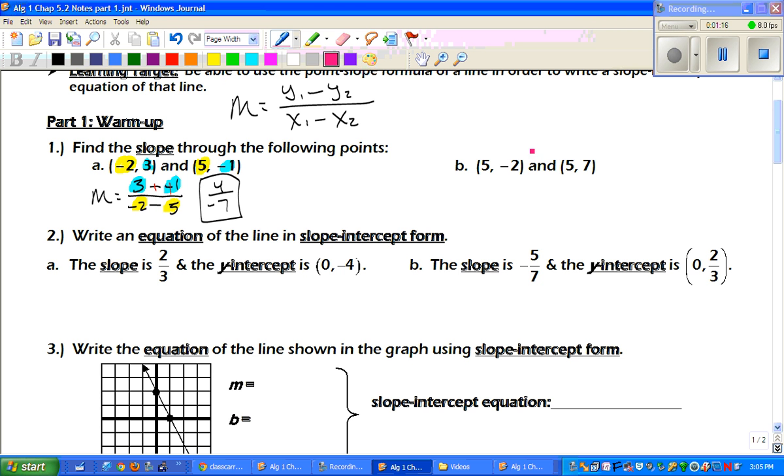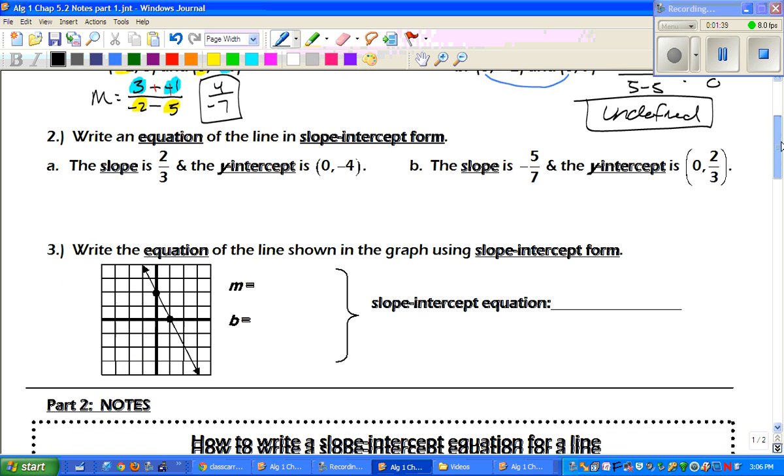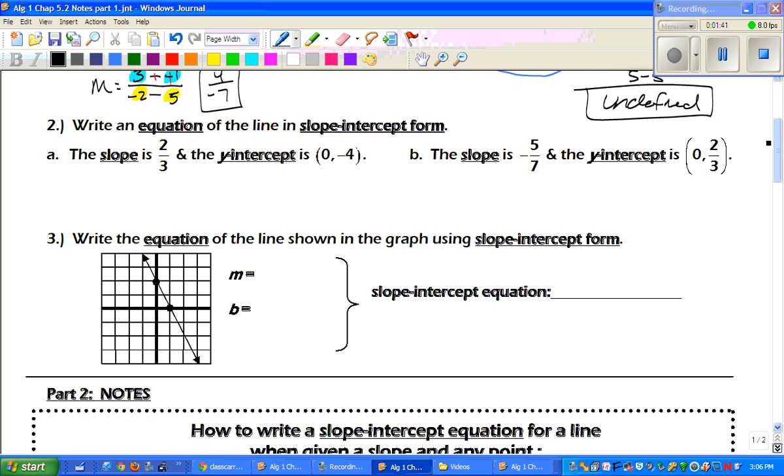Another way to remember is the y's go on the top, so -2 minus 7 over, x is on the bottom, 5 minus 5. When you do that, you get -9 over 0, and that is an undefined slope. Now, write an equation of the line in slope-intercept form. This is what we were talking about yesterday.